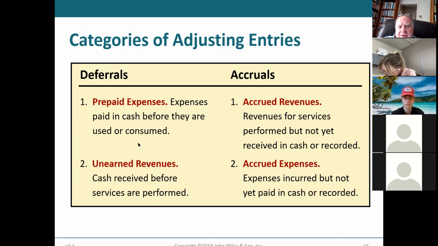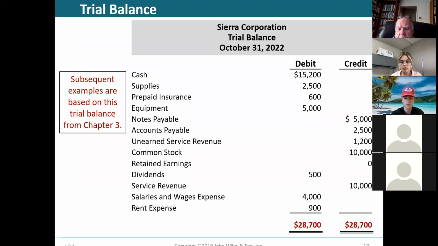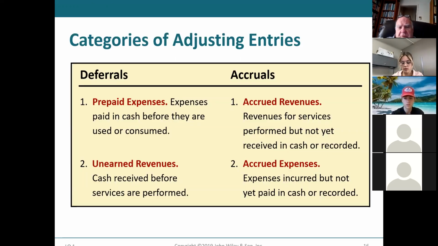Prepaid insurance, you have an asset sitting there, right? A $12,000 insurance policy you bought in December. When you bought the policy, you debited an asset called prepaid insurance. Going forward, you have to reduce that asset every month by $1,000 because now you're getting the benefit of that insurance policy. So that's our first adjusting journal entry. We're going to take the prepaids and credit them and debit the resulting expense.